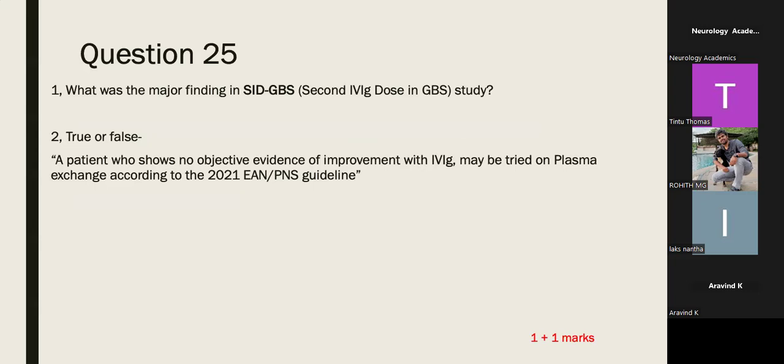Question 25. What was the major finding in the CIDP-GBS study? That is, the second IVIG dose in GBS study. And second part of the question is, there is a statement, you have to mention whether it is true or false. A patient who shows no objective evidence of improvement with IVIG may be tried on plasma exchange according to the 2021 EAN PNS guideline for a case of GBS.